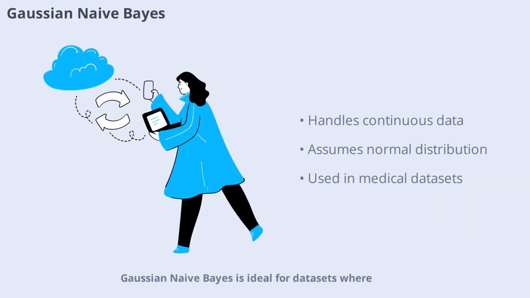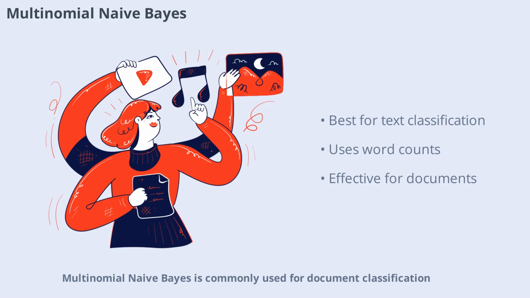Gaussian naive Bayes is ideal for datasets where features are continuous and follow a normal distribution. For example, it's often used in medical data where measurements like blood pressure or cholesterol levels are involved. The algorithm assumes that the data for each class is distributed according to a Gaussian, or bell curve, which simplifies probability calculations. Multinomial naive Bayes is commonly used for document classification, such as sorting news articles or categorizing emails.